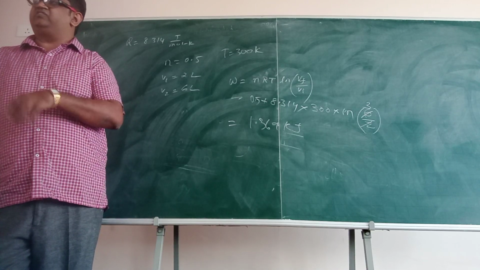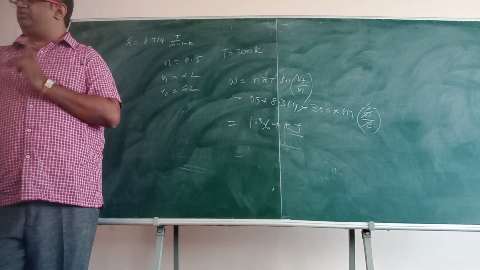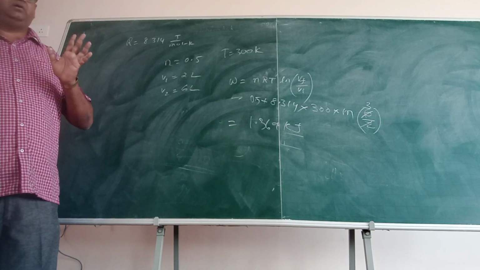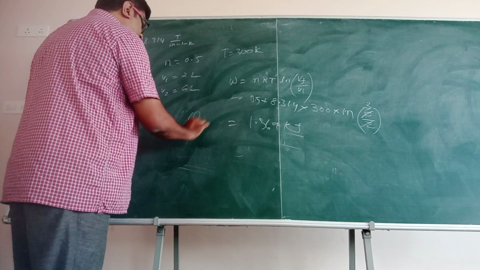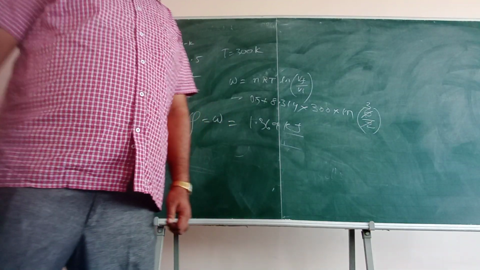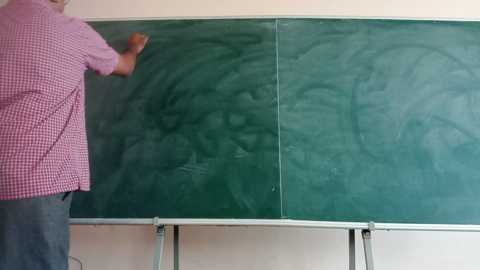Now he is also asking what is the heat supplied. In an isothermal process I told you whatever heat is supplied, the total is converted into work. So the heat supplied Q is equal to W, which is this. So write down. Next is isobaric.